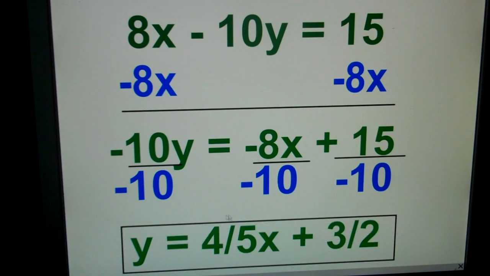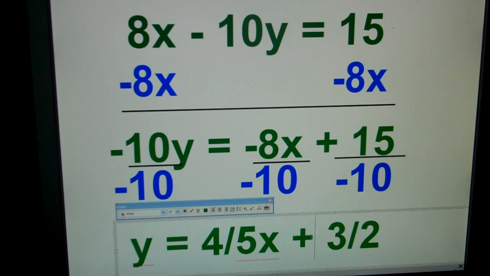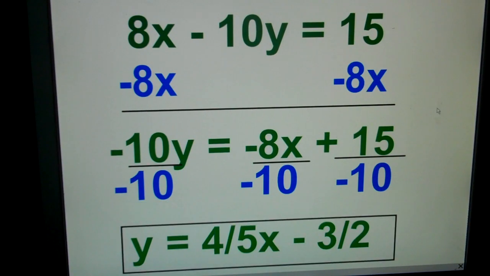Y is equal to 4 over 5x, because I simplified, 2 goes into both of these, and a negative by a negative is a positive, and then the same thing here. 15 and 10, 5 goes into both of those. 15 divided by 5 is 3, 10 divided by 5 is 2. Ooh, I just noticed something. A positive divided by a negative is a negative. Oh, that should be a negative. See, this is why we check our work. Very good job. Okay? This is now in y equals mx plus b form.